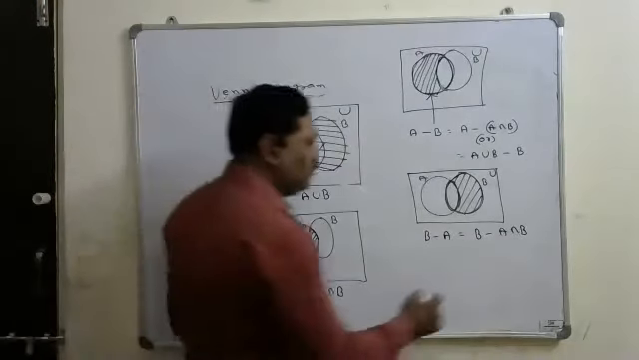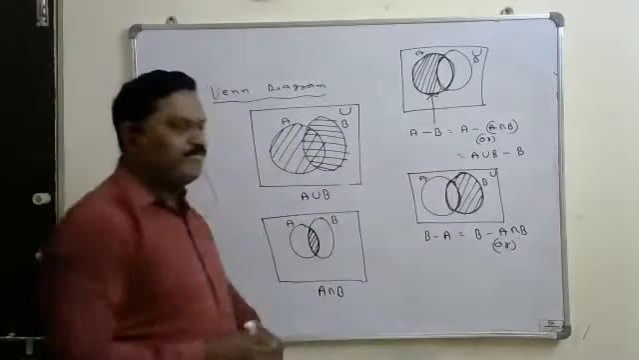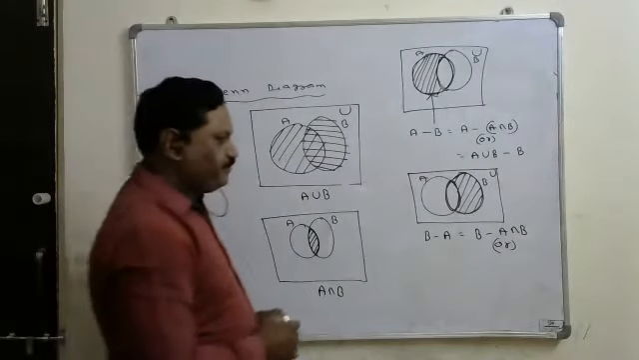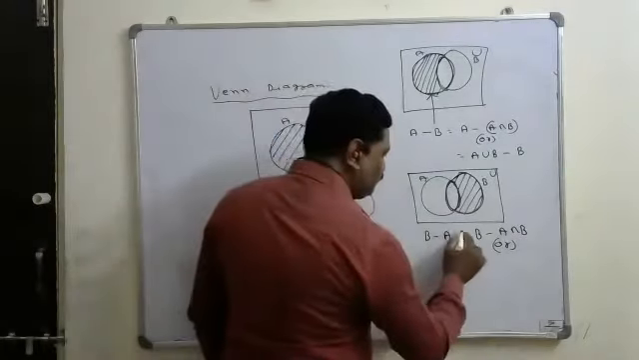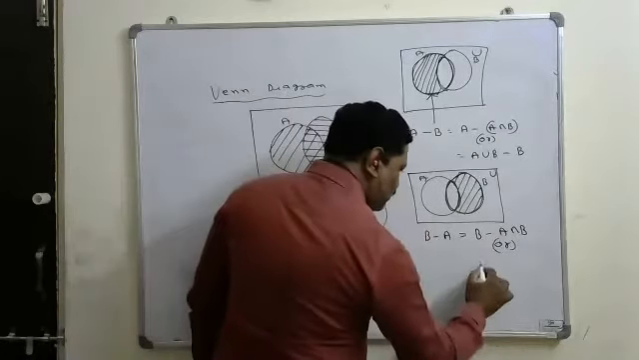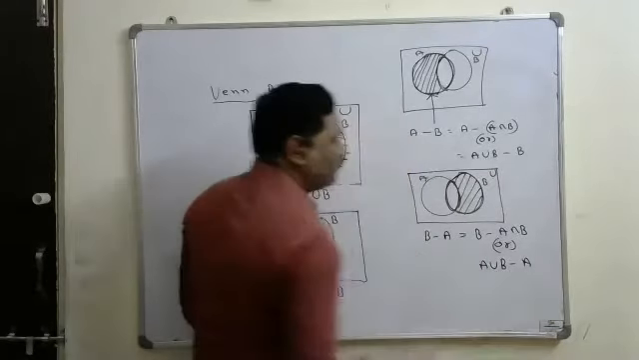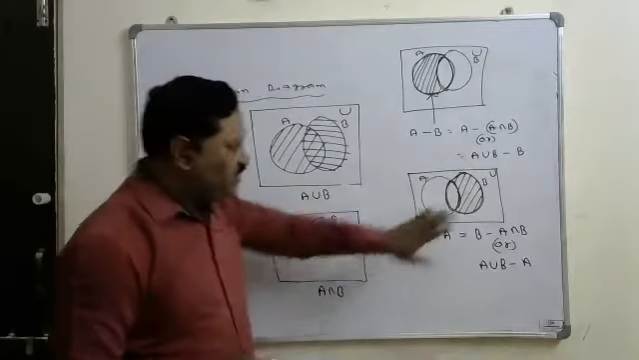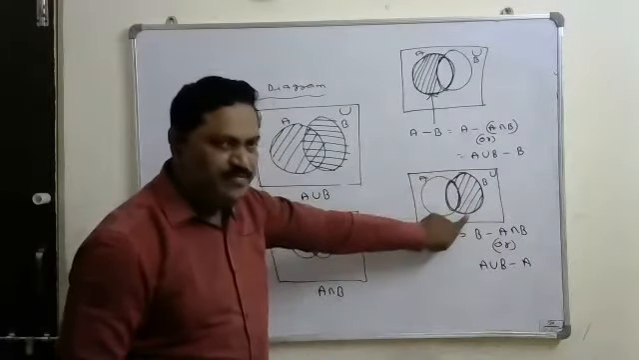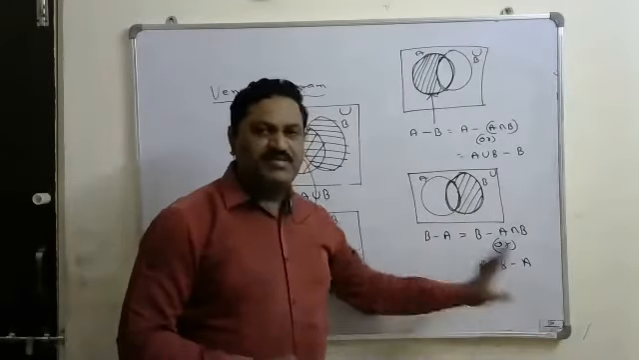Or, tell me how can you write it in another way? A intersection B minus A? Tell me correctly. B union A minus A? A union B minus A, not A. A union B means from this entire area, if I subtract this A part, then we are going to get this area. That's why you can also represent it as A union B minus A.